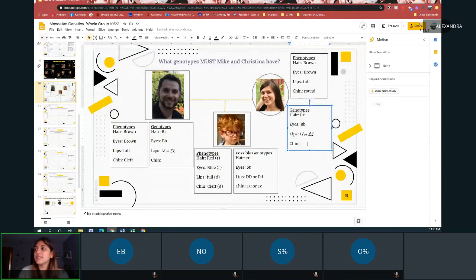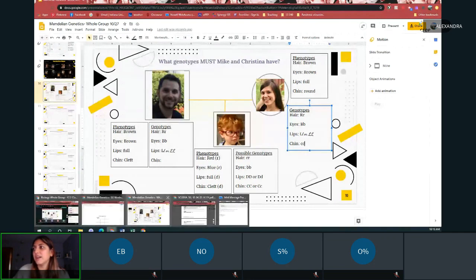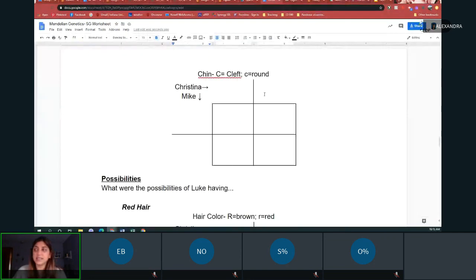So what must be Christina's? Okay, so good, Ava, but remember it's recessive to have a round chin. The cleft chin is dominant. So good, we know that she must have a little c. And so if we know she has little c, and we go back to our Punnett square, we know that Christina's genotype has to be little c.